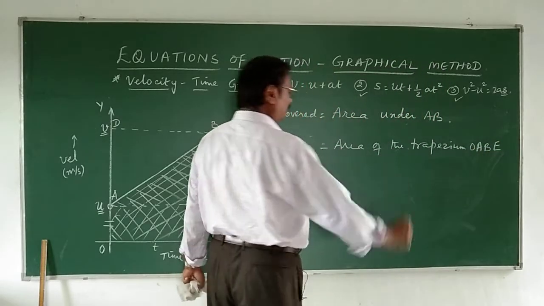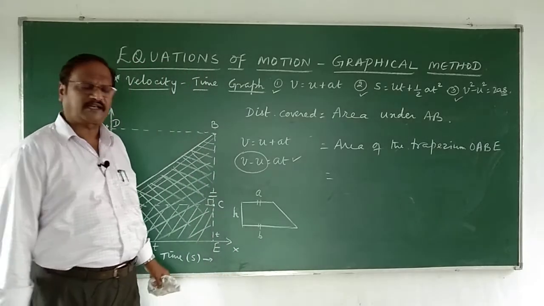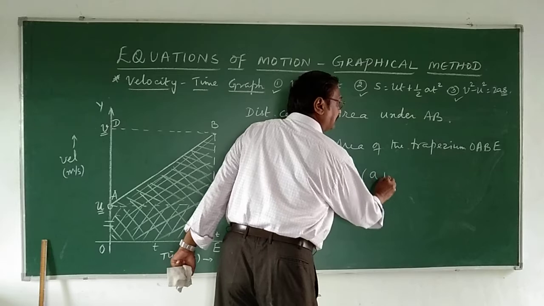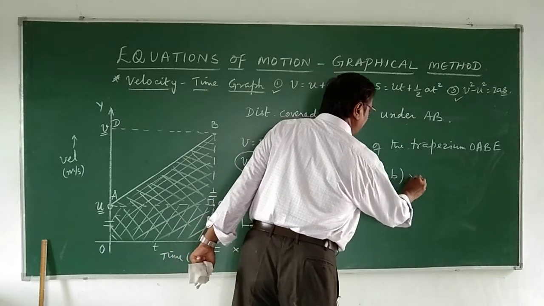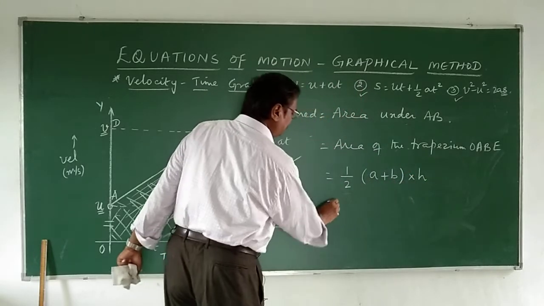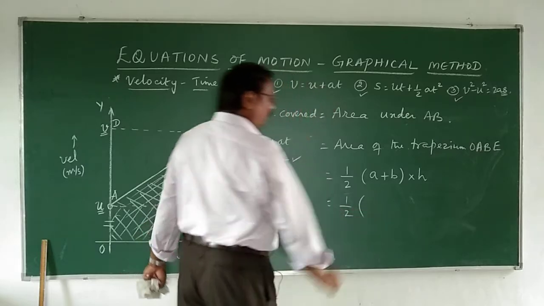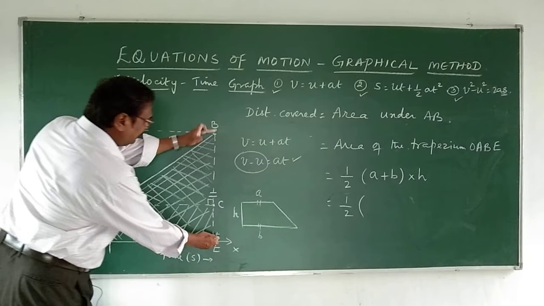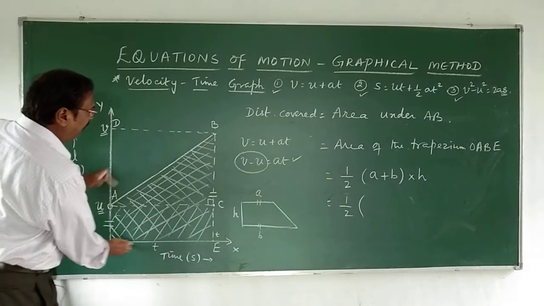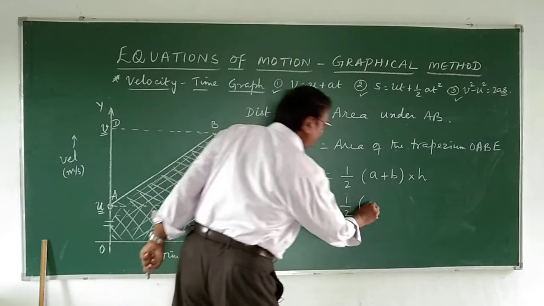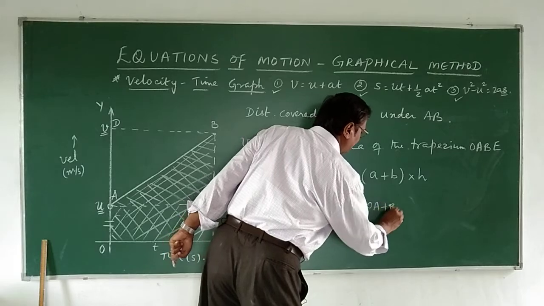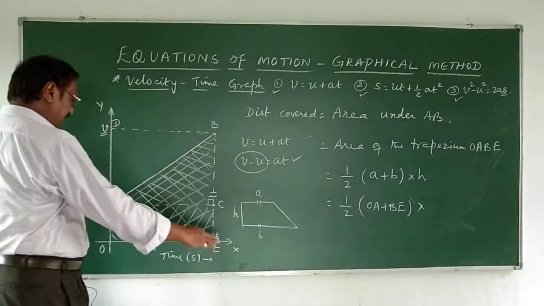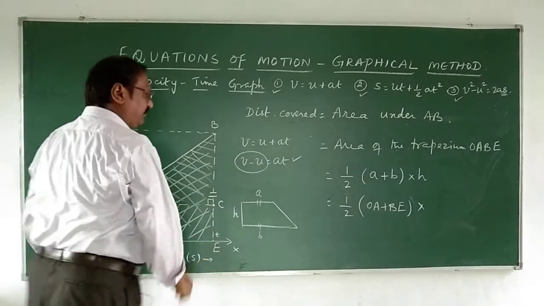Which is equal to, what is the formula for the area of a trapezium? Half into the sum of the parallel sides multiplied by height. That is equal to half into, what are the two parallel sides here? One is this, another is this. Okay, OA and BE. OA plus BE multiplied by height. For this, you invert like this. Height is AC or OE, we can say.